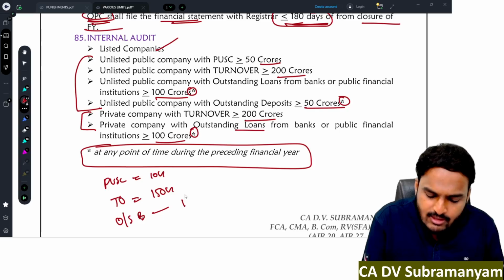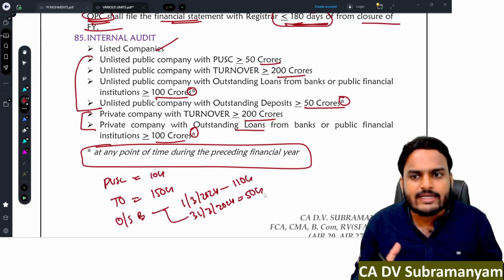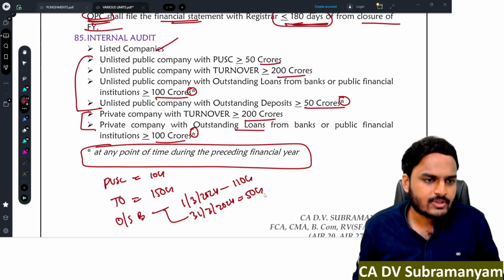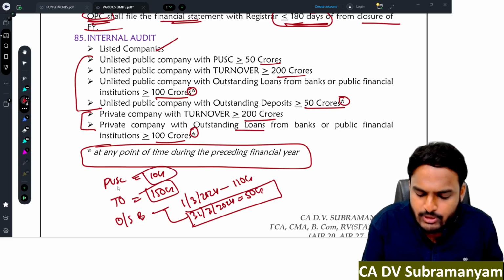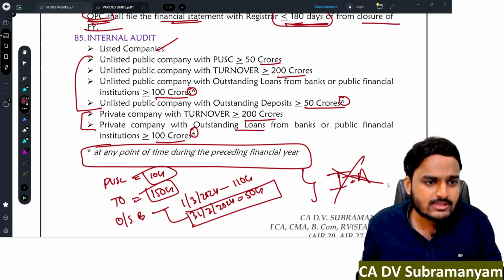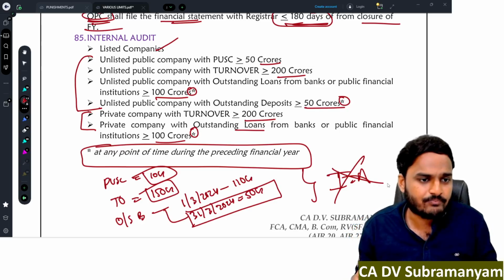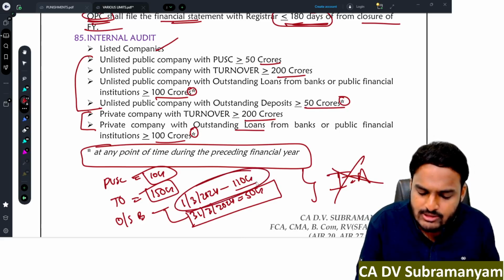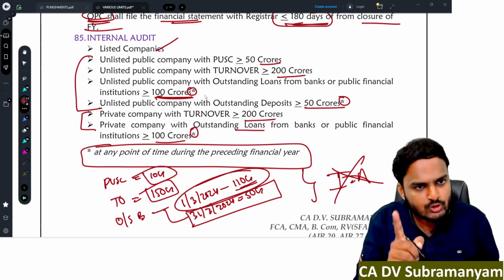Outstanding borrowings as on 1st March 2024 is 110 crores and as on 31st March 2024 is 50 crores. Now they asked a question whether internal audit is mandatory or not mandatory. So many students check 31st March 2024 balances and come to a conclusion that internal audit is not applicable, but it is a wrong answer. With respect to loans and deposits, you need to check at any point of time during the immediately preceding financial year. So at one point of time, outstanding borrowings exceeded the limit of 100 crores. Therefore, internal audit is compulsory for that financial year.